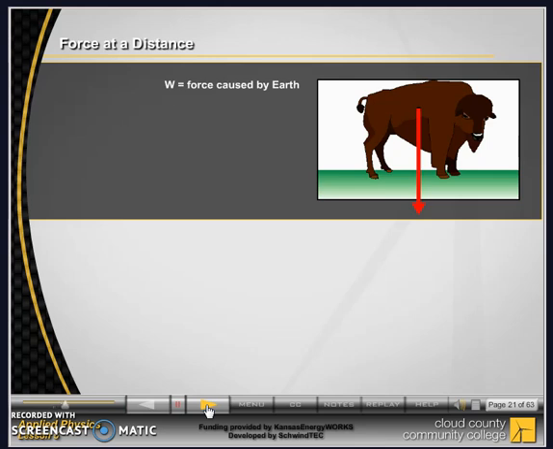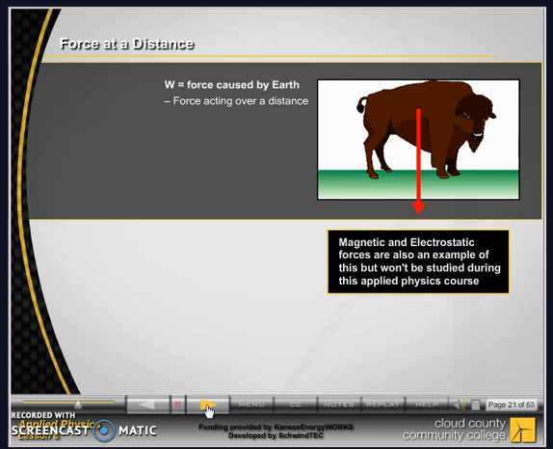This is an example of a force acting over a distance. Magnetic and electrostatic forces are also an example of this, but won't be studied during this applied physics course. You will probably only need to consider the weight as a force acting over a distance in this lesson.